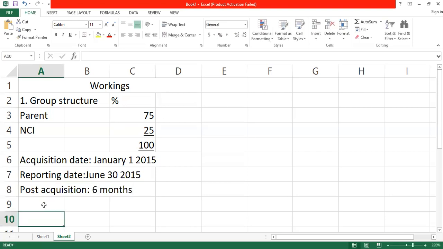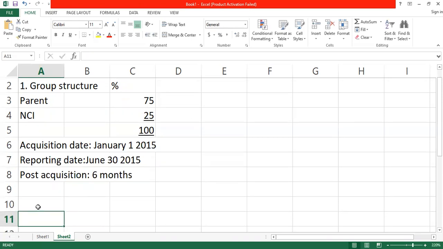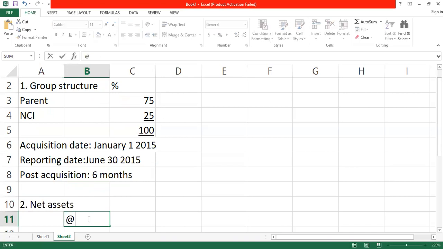All right. The next one is the what? The net assets, isn't it? So you show your net assets. Your net assets, you show at acquisition and also reporting.